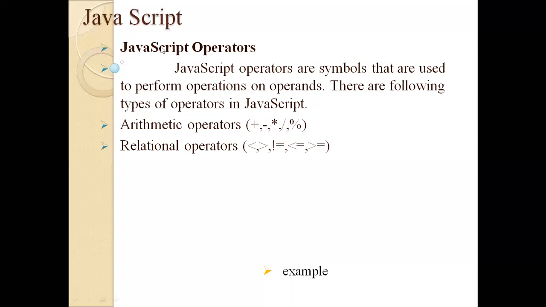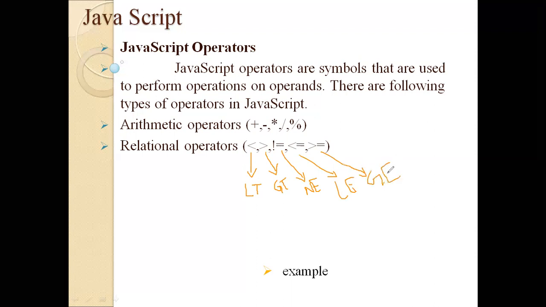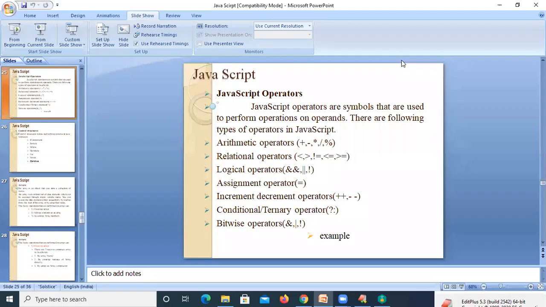The following are the different operators under relational operators. It is less than, greater than, not equal to, less than or equal to, and greater than or equal to. So these are the different relational operators we find in the JavaScript language.